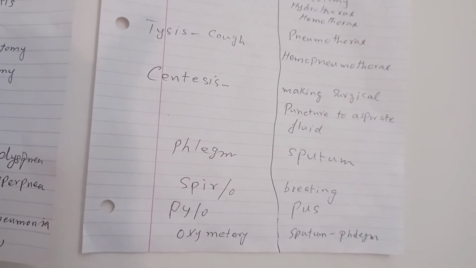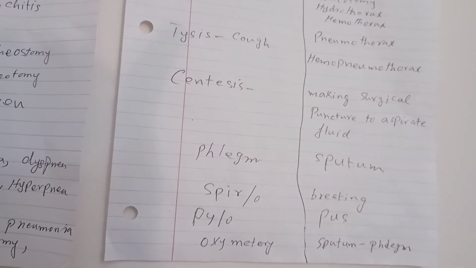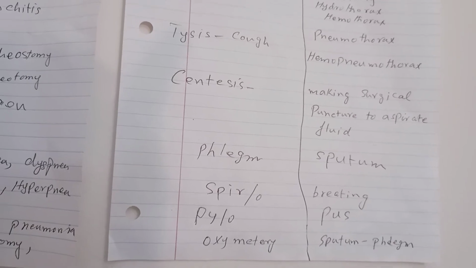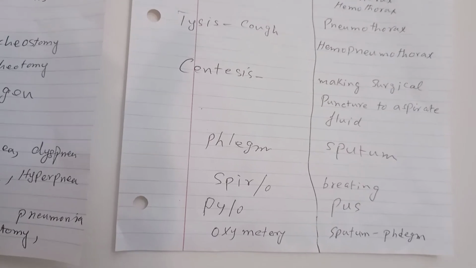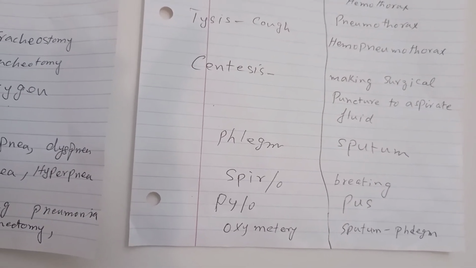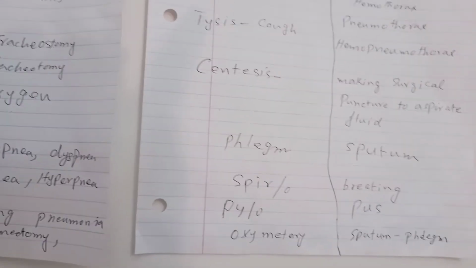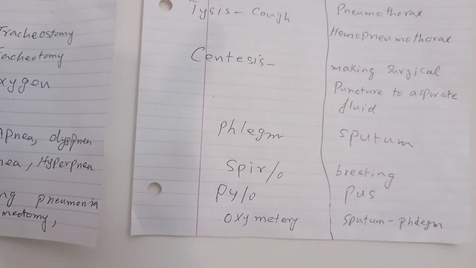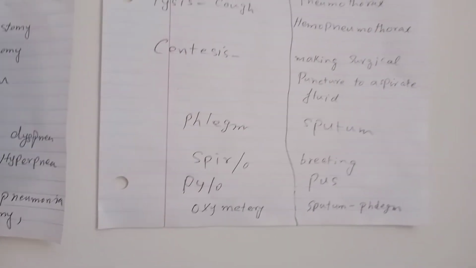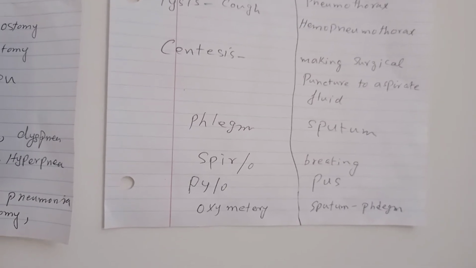Then the next two words are phlegm and sputum. There is confusion about these two things. Let me clear it up. This is the same secretion which is secreted by the mucous membrane of the lungs. When it is inside the lung, it is known as phlegm. And when we cough it out, it is known as sputum. It is the same thing; according to the location, its name changes.